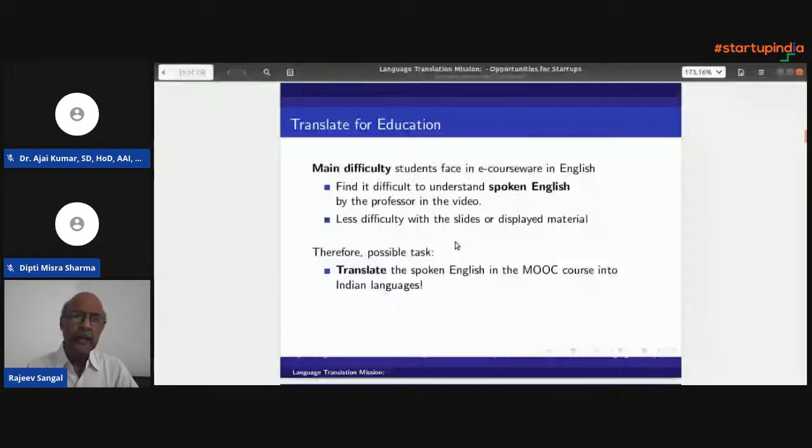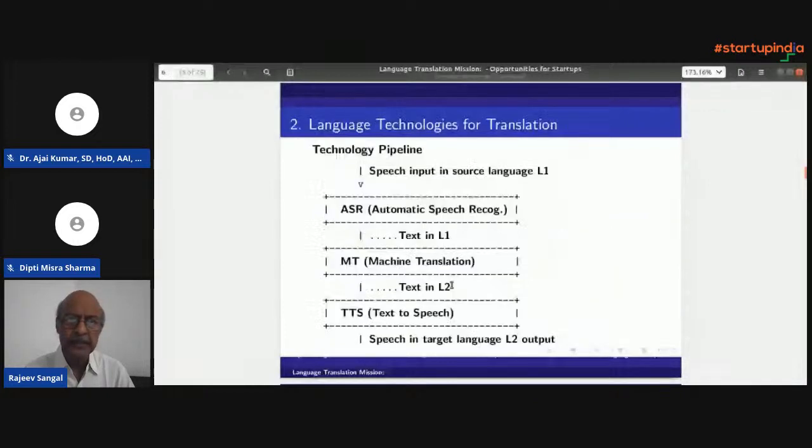This is a very rough pipeline I've drawn, and there are three major components. The speech input is there in the source language, let us say L1, and it goes through automatic speech recognition to produce text in L1, the same source language. Then it goes through machine translation to produce text in the target language L2, which is then spoken out by the computer. Now there is technology available for each of these three major boxes.